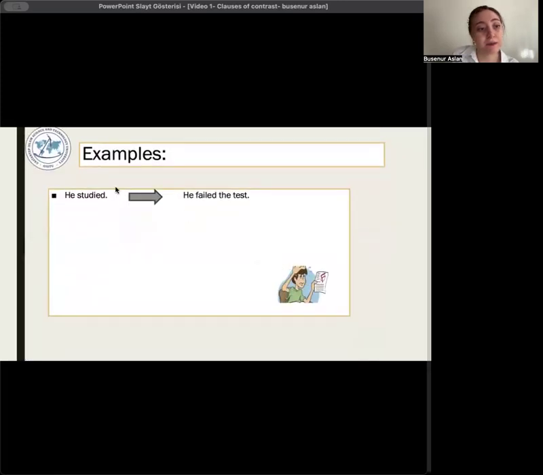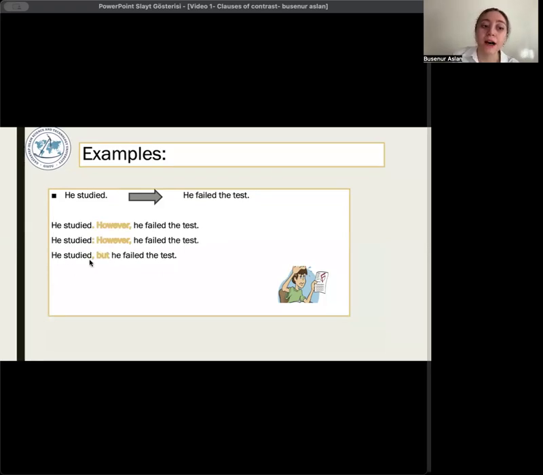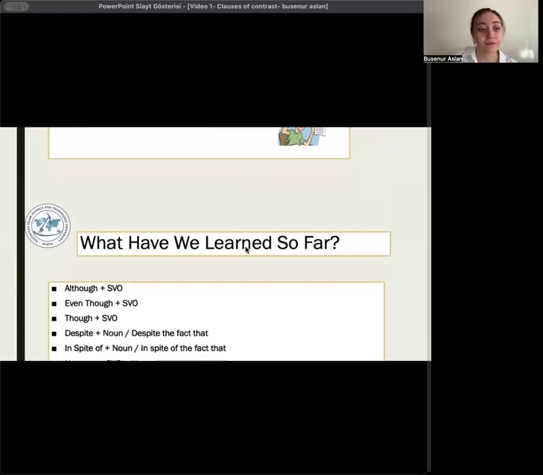Let's look at other examples. He studied, he failed the test. He studied is a positive, he failed the test is a negative thing. But however will link two opposite things. How? He studied, the sentence is finished, period. However, he failed the test. He studied, you can use a semicolon. However, he failed the test. He studied, but he failed the test. I use but here, which is a little bit informal.